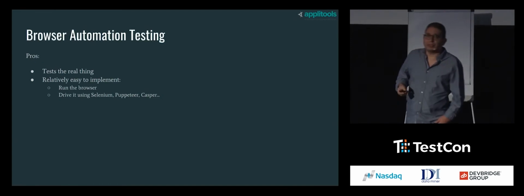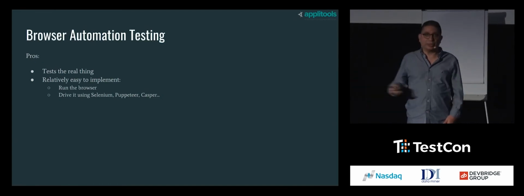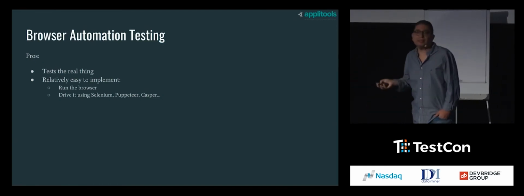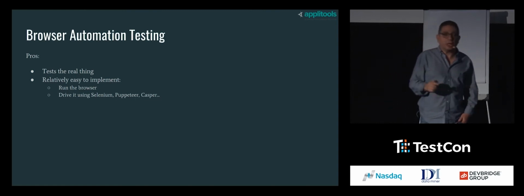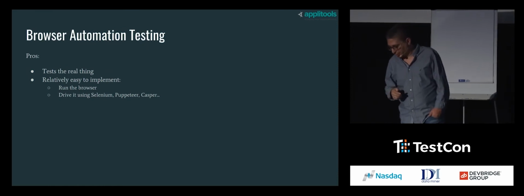The pros of browser automation: it tests the real thing. That's why it's called end-to-end. And it's relatively easy to implement. We saw like 10 lines of code and you're done. Not difficult, especially in JavaScript.